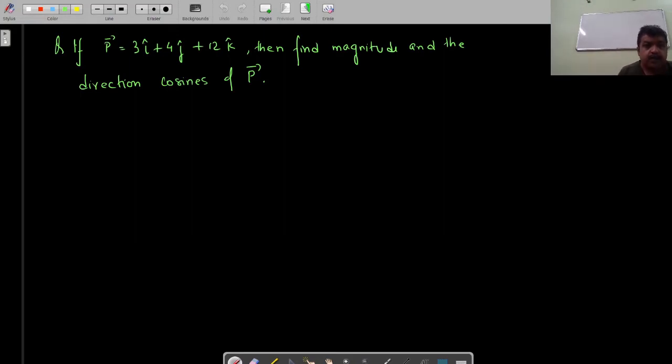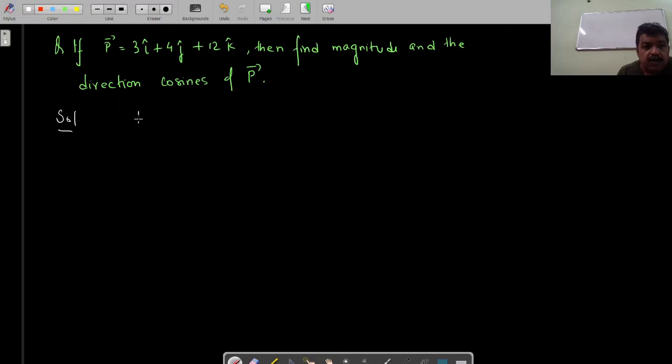So the first question is: if vector p is equal to 3i cap plus 4j cap plus 12k cap, then find the magnitude and the direction cosines of p. So you have to find two pieces of information. One is the magnitude and the other one is the direction cosines.